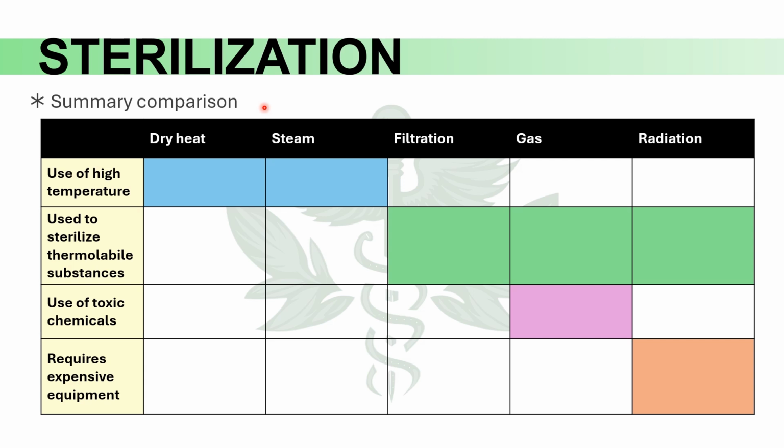Before we end the video, I want to recap some important differences between the 5 different methods of sterilization. We use high temperatures during dry heat and steam sterilization. If we need to sterilize a thermolabile substance, we would opt for anything that does not involve heat, such as filtration, gas, and radiation sterilization. Only gas sterilization poses the risk of using a toxic chemical, and only ionizing radiation requires the use of expensive equipment. And that will be all for this video.